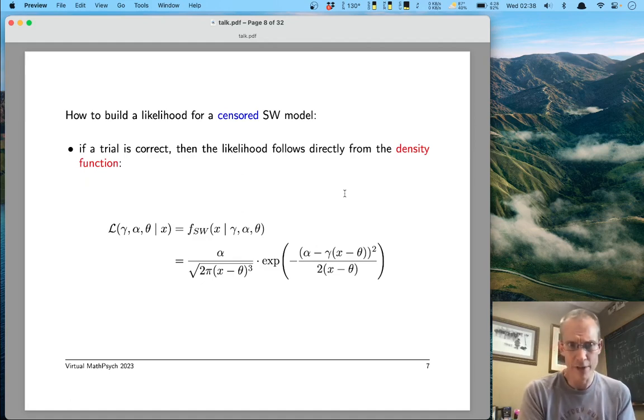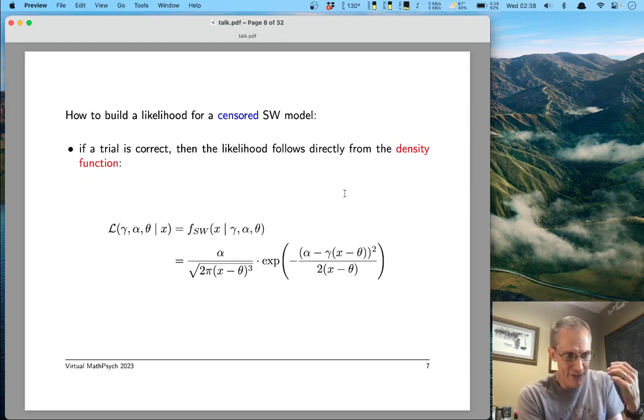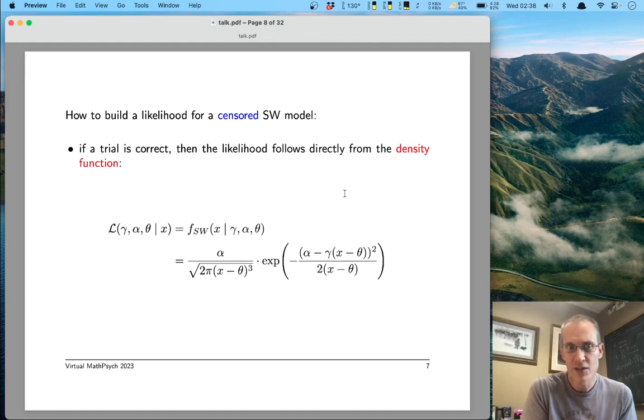How do you actually do that? For my own work, I thought for a long time, how do you actually make this work? And it turns out it's really pretty simple. So here's how you build a likelihood. If you want to do any sort of parameter estimation, you need a likelihood function. So here's how you do it. First of all, if a trial is correct, then it's no problem. This is basically your shifted Wald model. So what you know then is that the likelihood follows directly from the density function itself for the shifted Wald. So in this case, the likelihood of these three parameters given some observed response time is just the density function of the shifted Wald. And that's this guy right here.